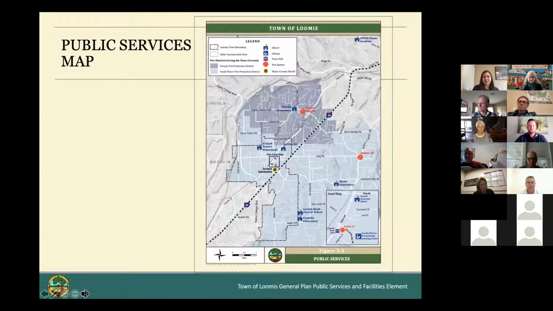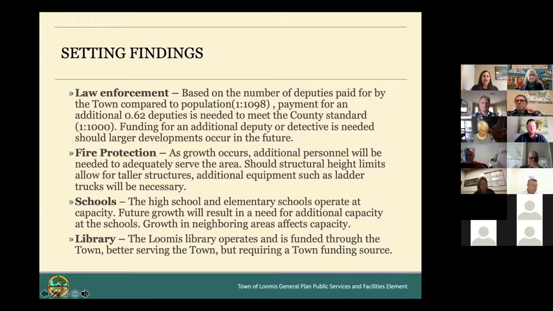So the setting, I know some of you have probably looked at it. Here's a map in the setting section that shows the different services that are available in town and where they're located in relation to one another and the town boundary. Some of the findings in the setting for law enforcement, which is provided by the Placer County Sheriff's Department: based on the number of deputies paid for the town compared to the population, the payment for an additional 0.62, so not quite one full deputy, is needed to meet the county standard. Funding for an additional deputy or a detective is needed should any larger developments occur in the future.